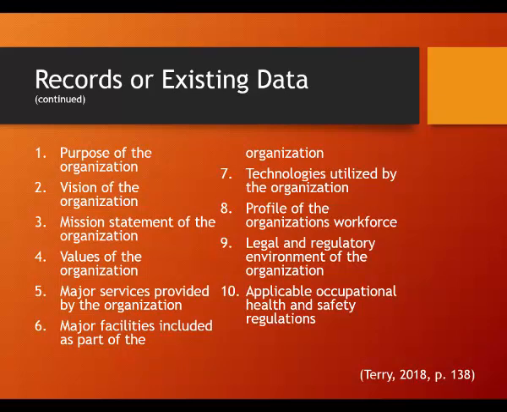When looking at existing data, the researcher could choose to collect data on the organization by completing an organizational assessment. Terry lists 20 items to look at when conducting an organizational assessment. These include the stated purpose of the organization, the stated vision, the stated mission statement of the organization, also the stated values, major services provided by the organization, major facilities included as part of the organization, technologies utilized, the profile of the organization's workforce, including education levels by the employees, key requirements for employment, and workforce diversity, legal and regulatory environment of the organization, applicable occupational health and safety regulations.